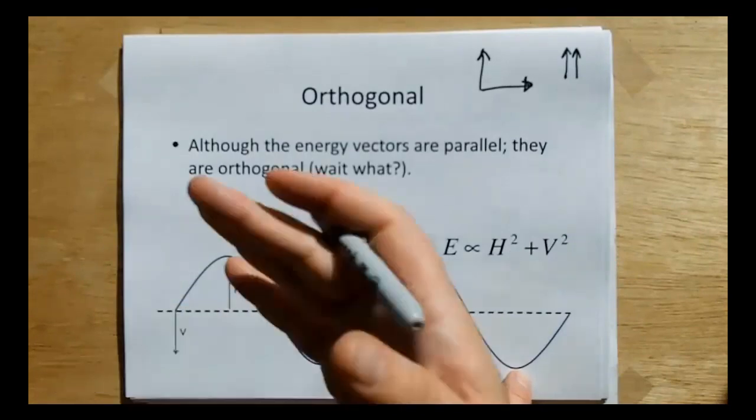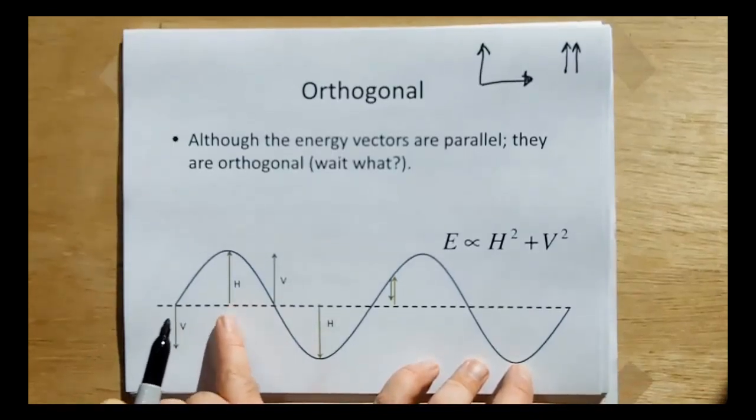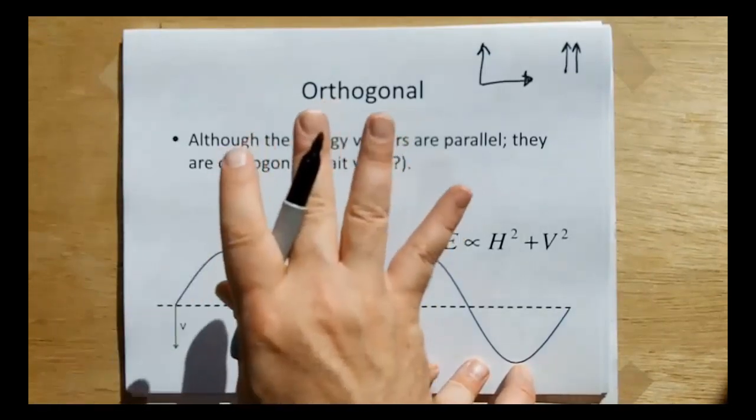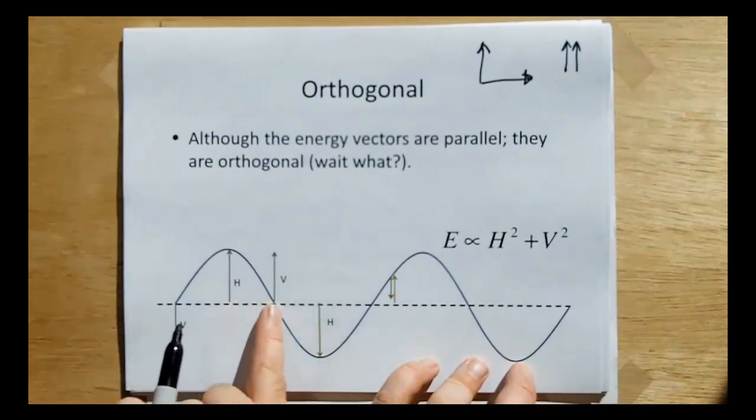And you say, well, wait, they're not perpendicular. How can they be orthogonal? Well, because you may not be able to add them. You cannot add the height of a wave to the velocity of a wave. These are two different things. Height and velocity are two different things, like apples and oranges. So even though they're in the same direction spatially, they're orthogonal because you just can't add these two values together.